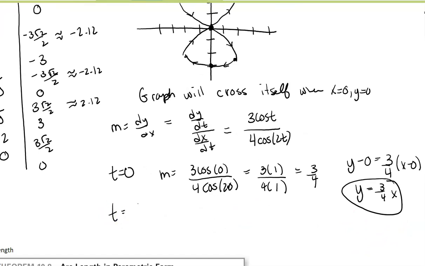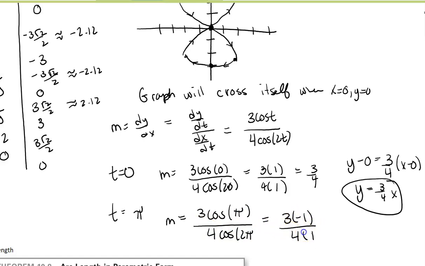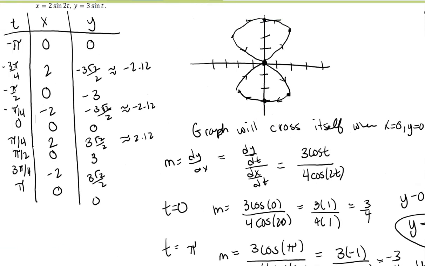And at t equals pi, m is going to be 3 cosine of pi divided by 4 cosine of 2 pi. So this will be 3 times negative 1 over 4 times 1, or negative 3/4. So we would have y minus 0 equals negative 3/4 times x minus 0, or y equals negative 3/4 x. So those are my two tangent lines. And if you were to try to graph them, they would look basically like this. That would be one, and that would be the other.